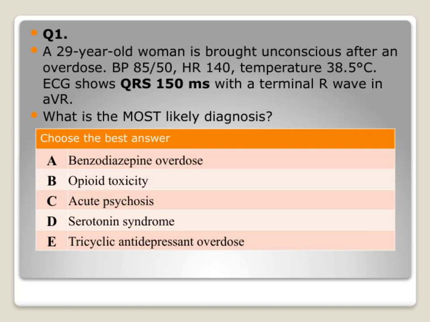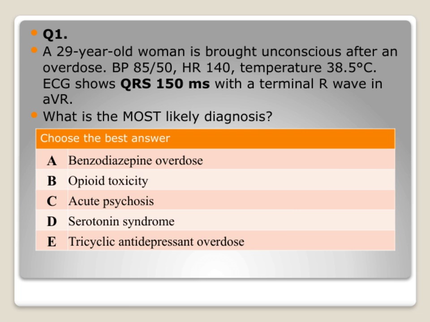Let's take a closer look at this case. We have a 29-year-old woman who is brought in unconscious following an overdose. Her blood pressure is quite low at 85/50, and her heart rate is elevated at 140 beats per minute. Her temperature is slightly increased at 38.5 degrees Celsius. Now, the ECG shows a QRS duration of 150 milliseconds, which is quite prolonged, and there's a terminal R wave in lead aVR. These findings are significant because they point us towards certain toxicities.